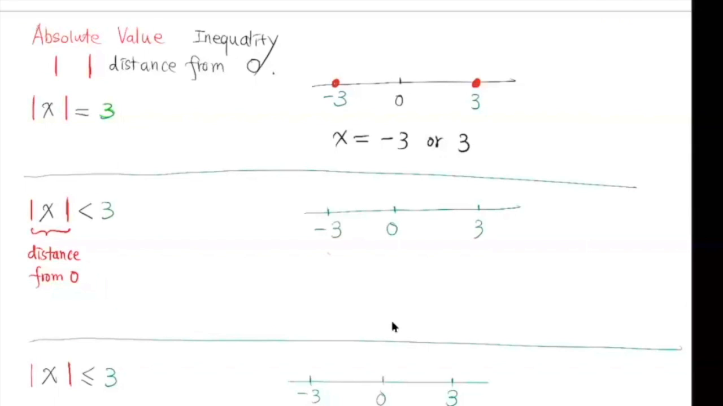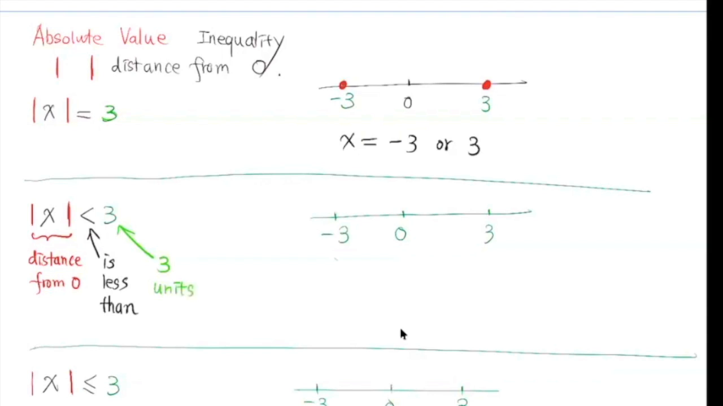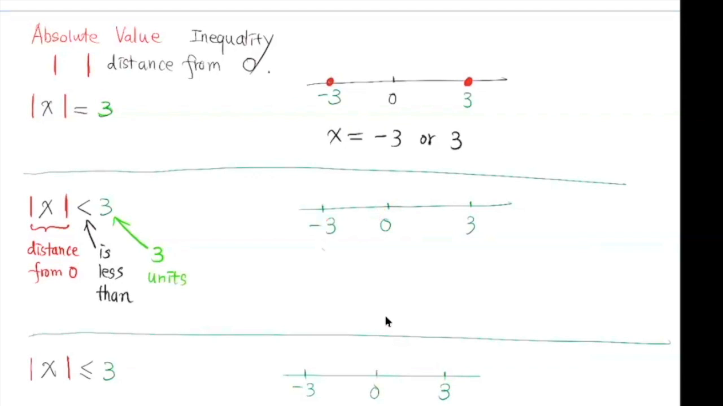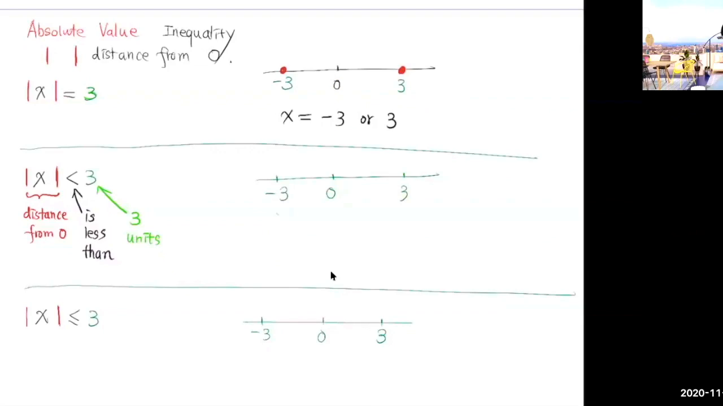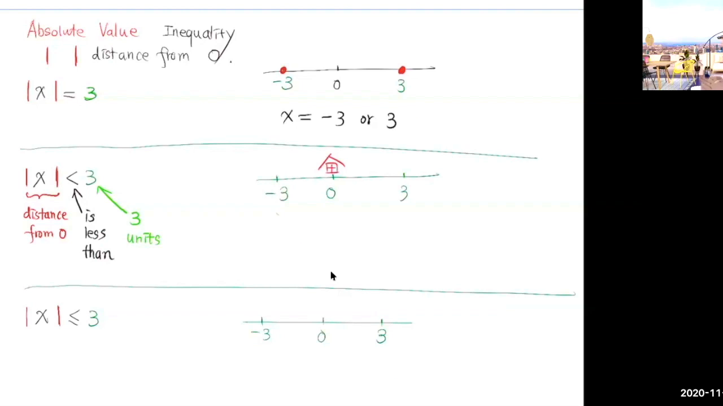And over here it says that this is the distance from x to 0. So we will say that is less than, and over here we have this 3, so it is 3 units. So what are those numbers that the distance from 0 is less than 3 units? Okay, let's think about this. Think about this as your home right here. So 0 over here is your home, it's your base, and now you want the distance from home to be less than 3 units.